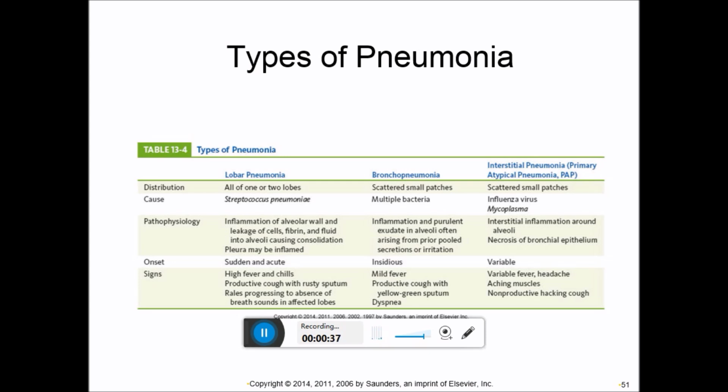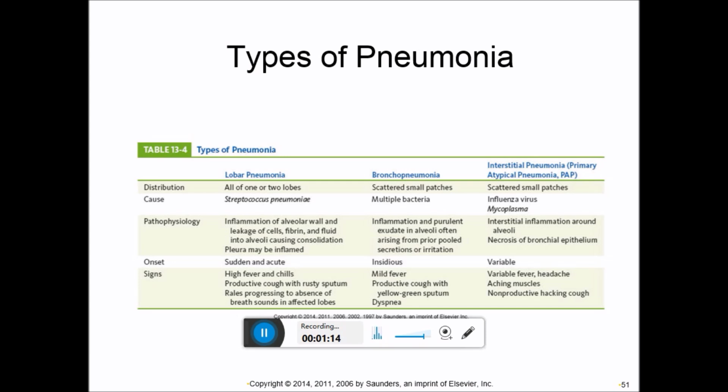So lobes, scattered, okay? The lobar pneumonia is, if you look at the x-ray, you see one lobe is affected. It looks different than the rest of the lung. Bronchopneumonia scattered, atypical scattered. The reason, Streptococcus pneumoniae, multiple bacteria, can be different reasons. And the atypical is either a virus, like influenza virus, you had flu, and then it moved down to give you this type of pneumonia, or mycoplasma. So this is atypical.